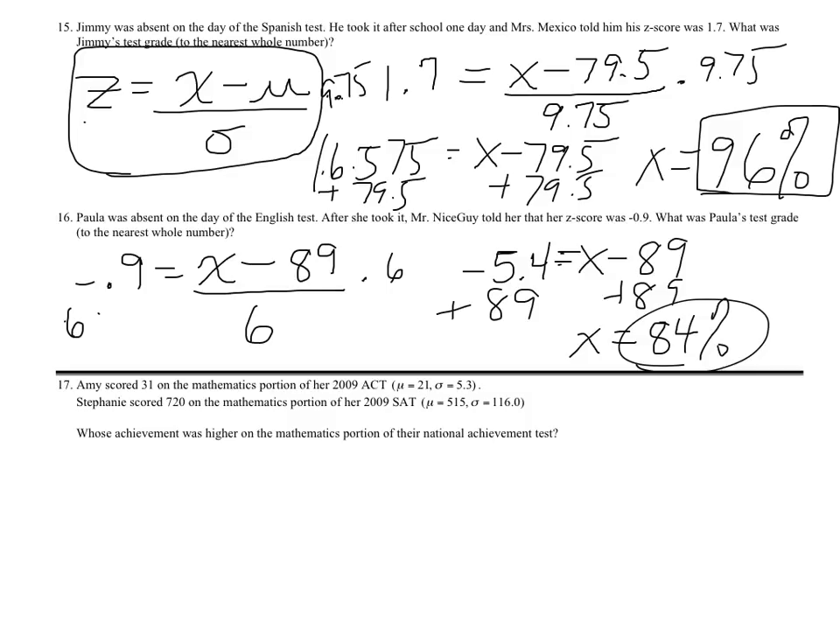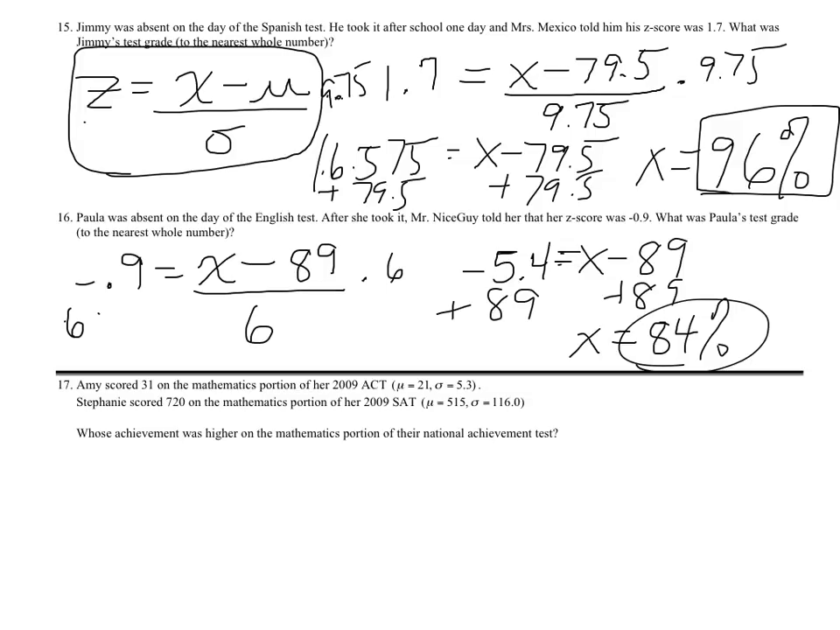Okay, so now when is this stuff super helpful? It's super helpful if you're comparing two different tests that have completely different scales. So for example, Amy scored a 31 on the mathematics portion of her 2009 ACT. And Stephanie scored a 720 on the mathematics portion of her 2009 SAT. And we have SOL scores, which we could get anywhere up to a 600. So all of these standardized tests have different numbers. The question: whose achievement was higher on the mathematics portion of their national achievement test?